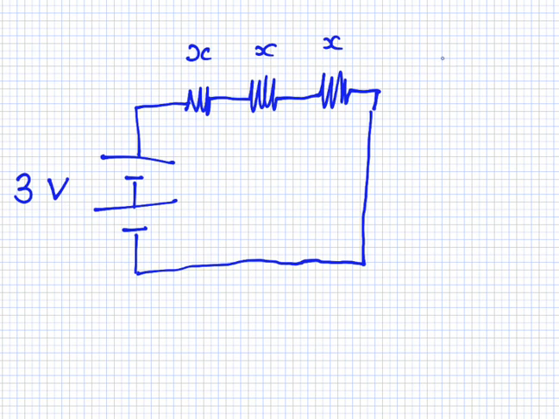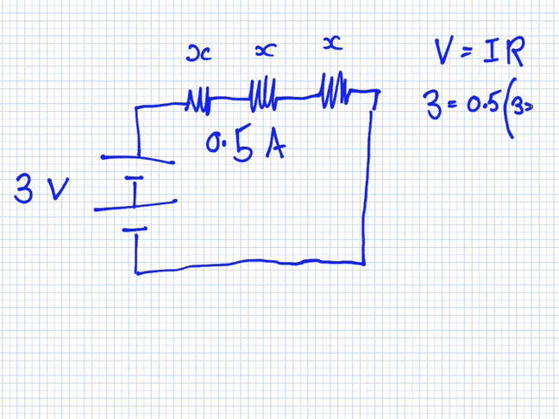So we can use the formula V equals I R. So you have, oh, and they also tell you the I is 0.5 amps. So you have V equals I R, and the R is 3X, because there's 3 of them. So you get X equals 2 ohms.